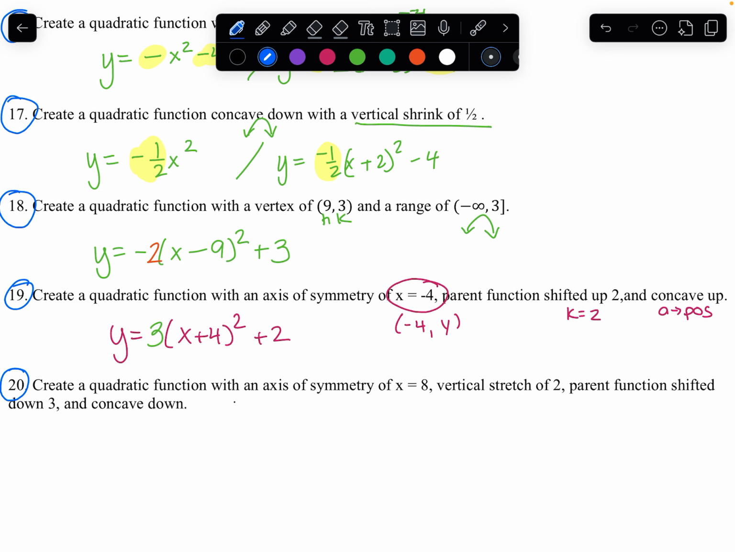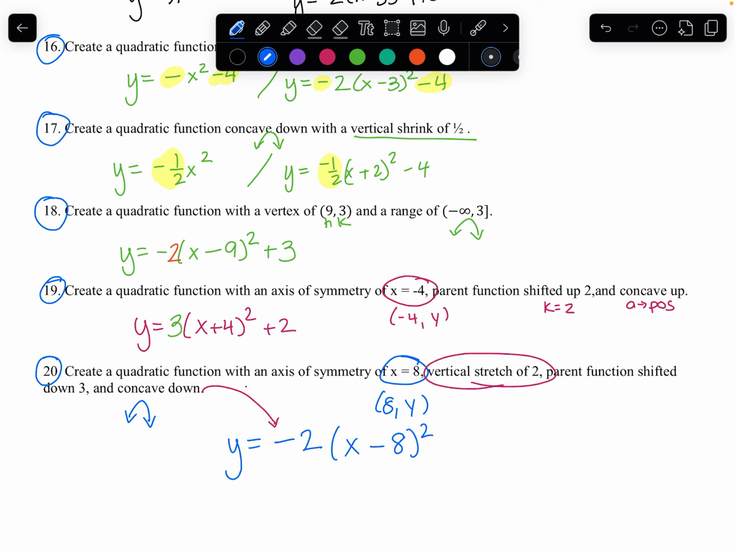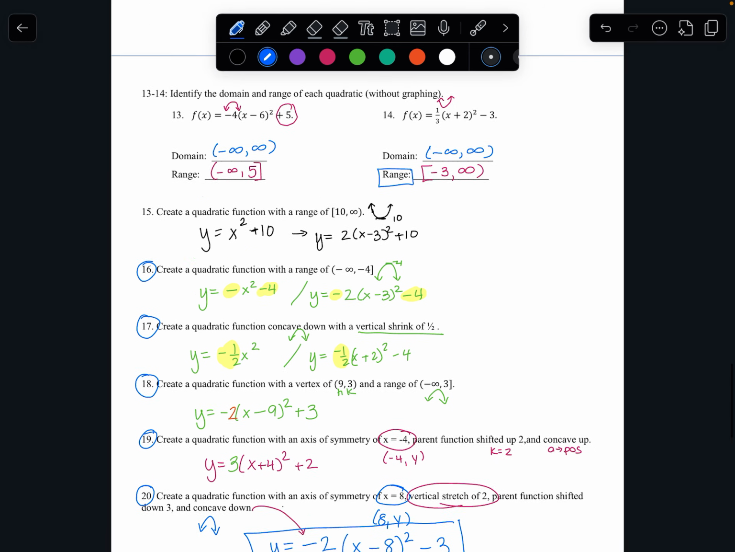And then our last one, number 20, we have our axis of symmetry is 8. We have a vertical stretch, a parent function shifted down 3, and a concave down. And so what we would have is y equals negative 2. The negative is for the concave, the vertical stretch by 2. And then we have (x minus 8) squared because of our axis of symmetry, and then down 3. That is the only answer accepted for number 20. I hope you got it.